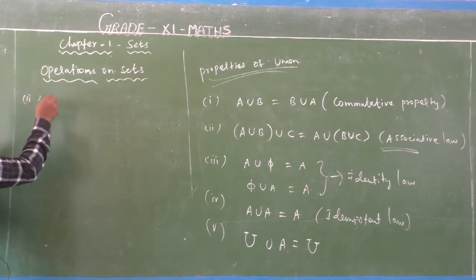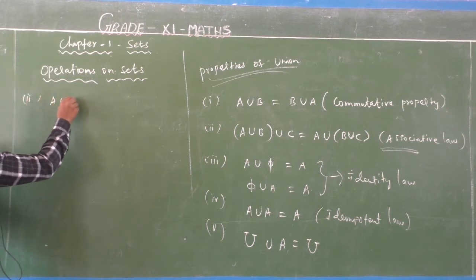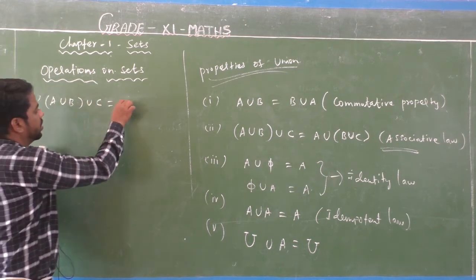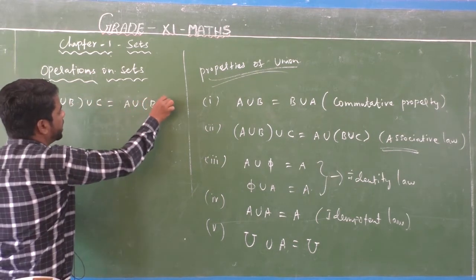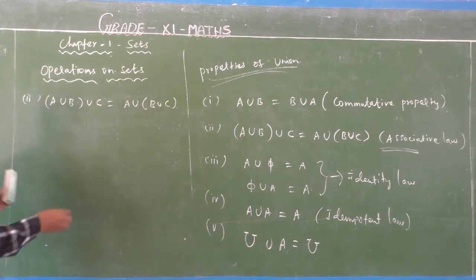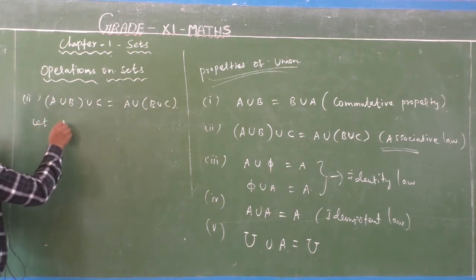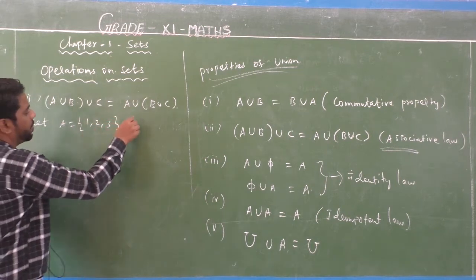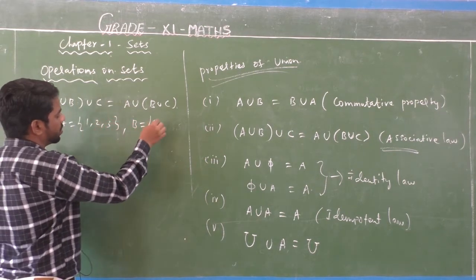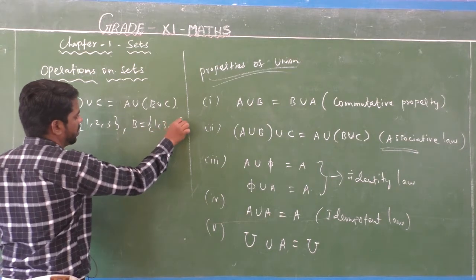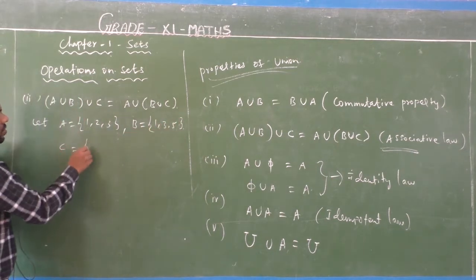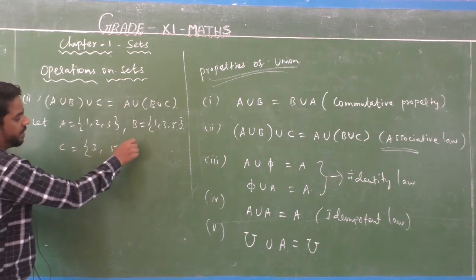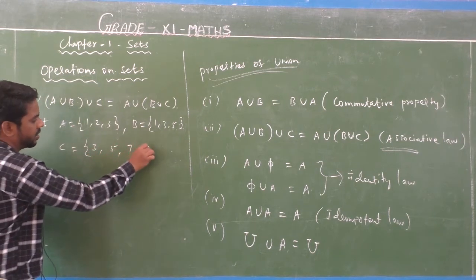Listen, second one, associative property. A union B union C is equal to A union B union C. Let A is equal to 1, 2, 3 and B is equal to 1, 3, 5 and C is equal to 3, 5, 7 and 9.